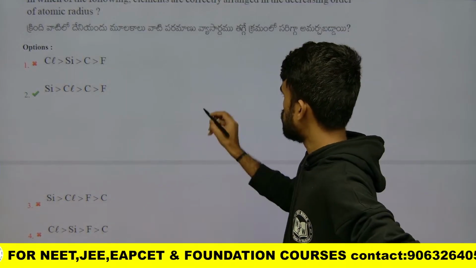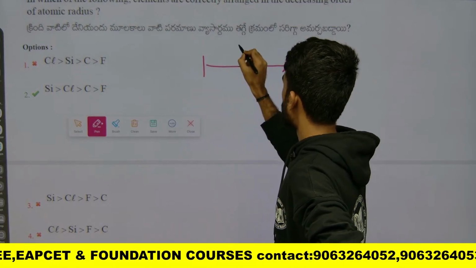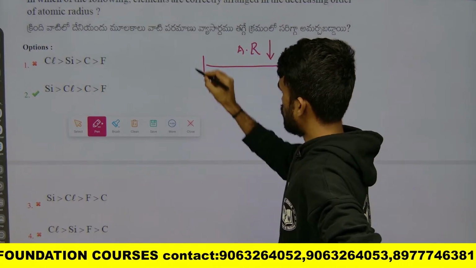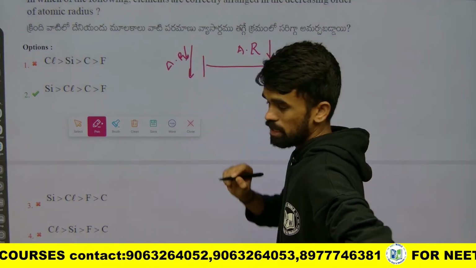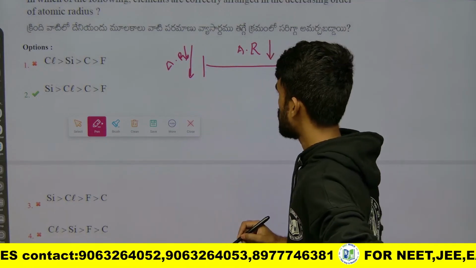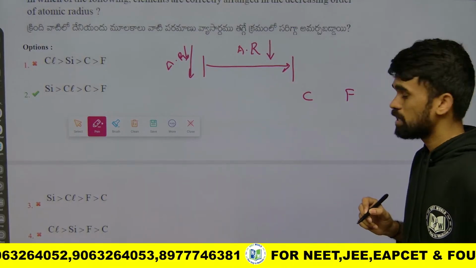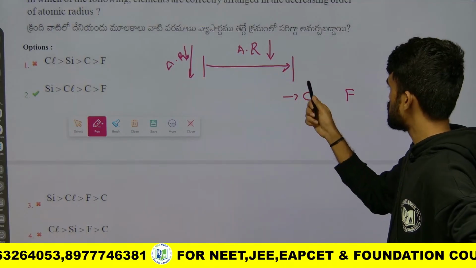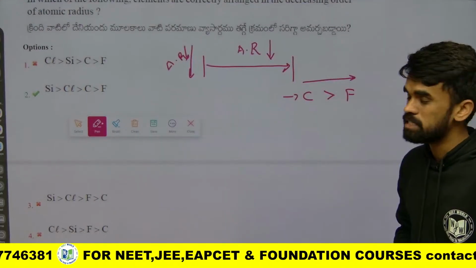We know in the periodic table, from left to right, atomic radius decreases. From top to bottom, atomic radius increases. Based on this you can answer easily. Now carbon and fluorine belong to the same period. Moving from carbon to fluorine, size decreases. So carbon has a larger size than fluorine.